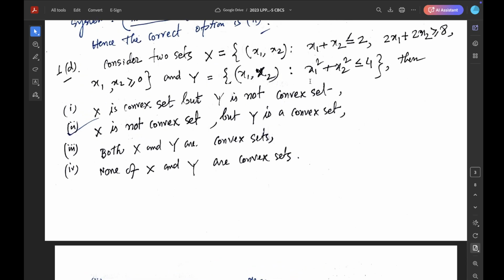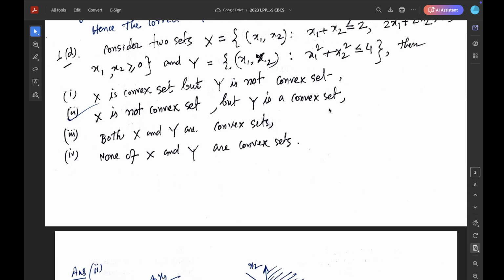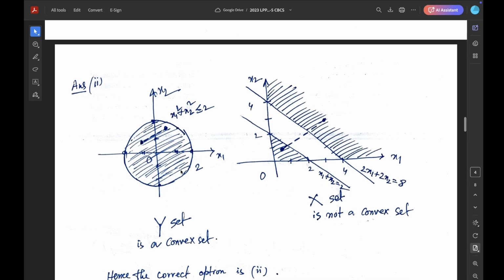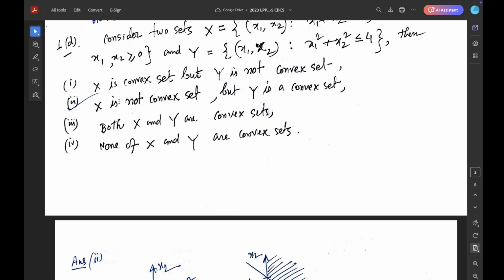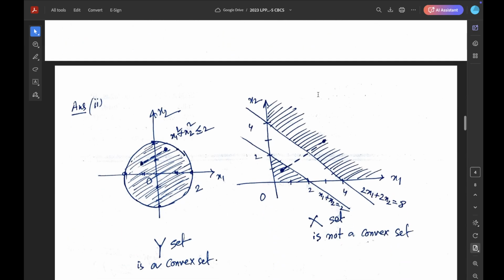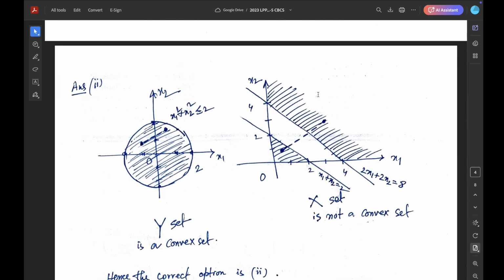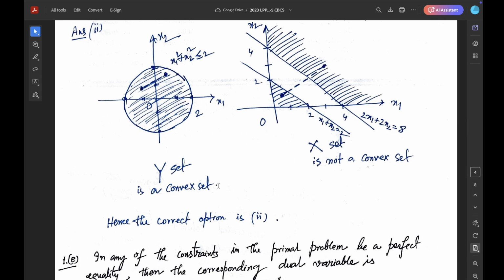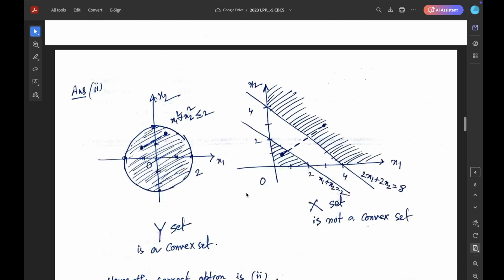And Y is the circle with center at origin and radius 2, x1 square + x2 square equal to 2 square, along with interior points. So obviously Y is a convex set. Hence X is not a convex set but Y is a convex set. By the graphical diagram we can conclude that X is not a convex set and Y is a convex set. Hence the correct option is 2.